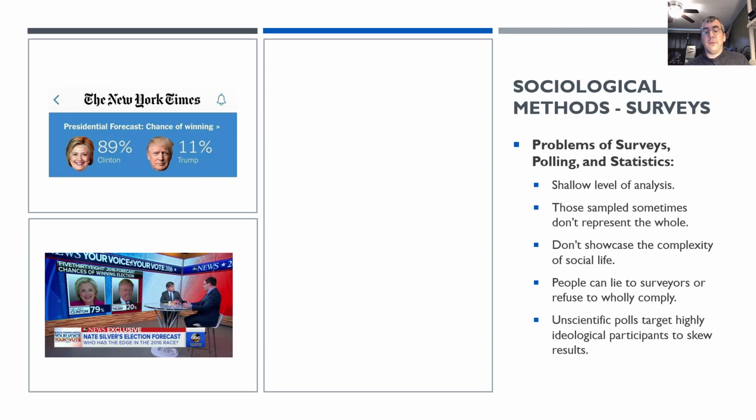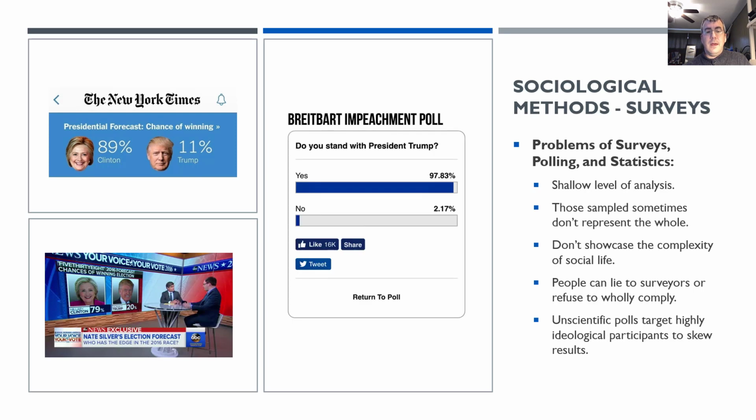Also, unscientific polls target highly ideological participants to skew results. This is a huge problem with things like Facebook polls, or polls by very left-leaning or right-leaning websites that ask people who read those websites to do a poll on something. One of the biggest examples was in September 2019, when President Trump retweeted a Breitbart poll on impeachment. Breitbart is a very right-leaning news website, and they put a poll on their website: do you stand with President Trump?